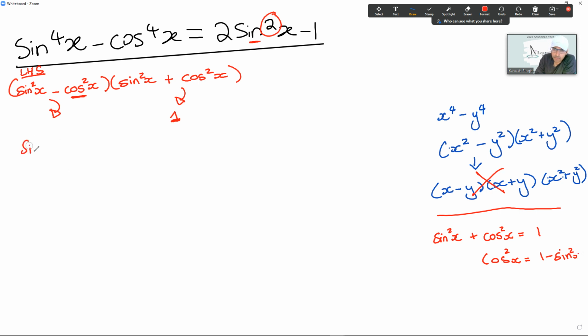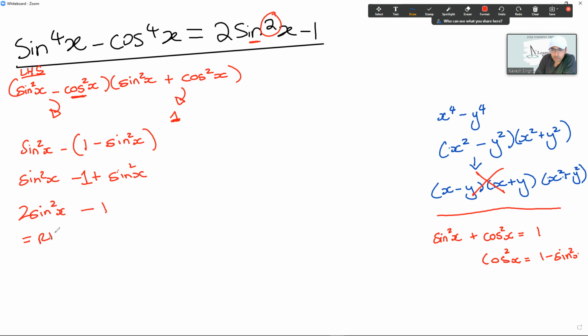This is going to become sine squared x, and I keep it in a bracket because that minus is going to change into a plus. So we end up with 1 minus sine squared, which will become plus sine squared. And then sine squared plus sine squared is going to become 2 sine squared. Let's just put the 1 in there, and then sine squared there. That becomes 2 sine squared x minus 1, which is equal to the right hand side. So all I needed to do is just realize this. That's it.